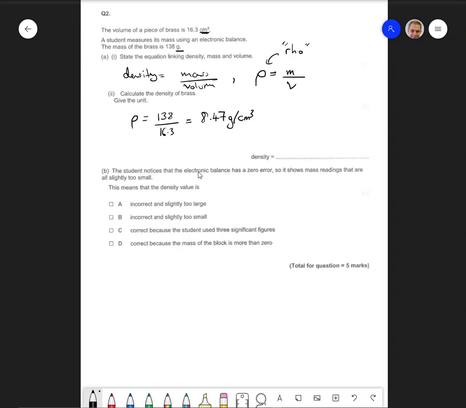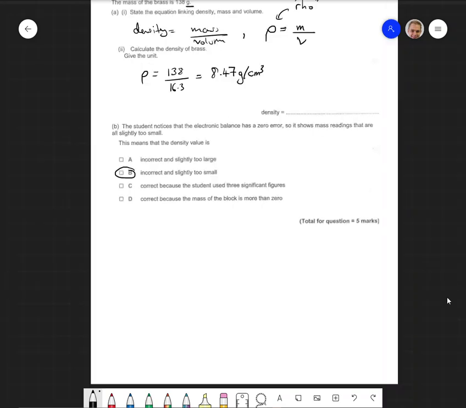The student notices the electronic balance has a zero error, so it shows mass readings that are all slightly too small. That means that the density value is which of these? Well, it's going to be B, incorrect and slightly too small. So if it's not really 138, let's say it's really 140, then this number would be bigger. So if the true value is bigger than 138, we would have a bigger value for our density. So there we go. And that's number 2.